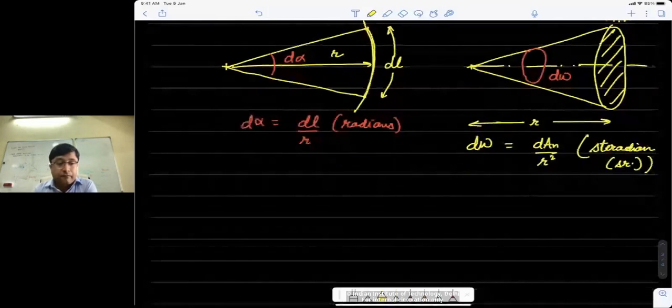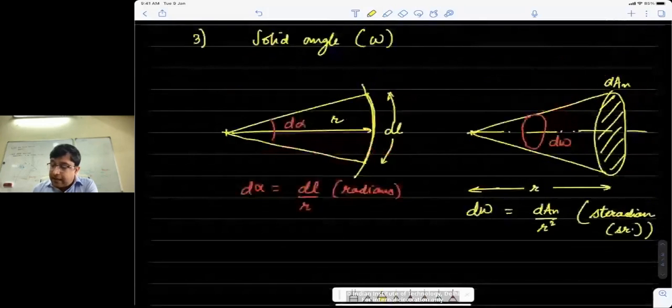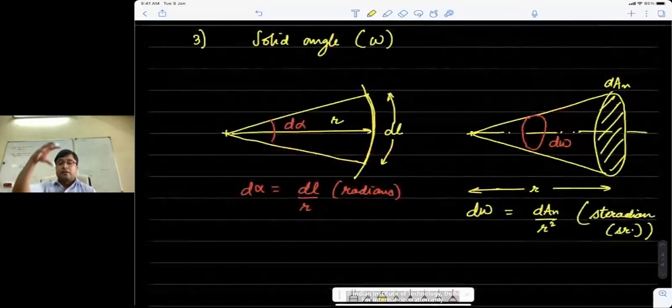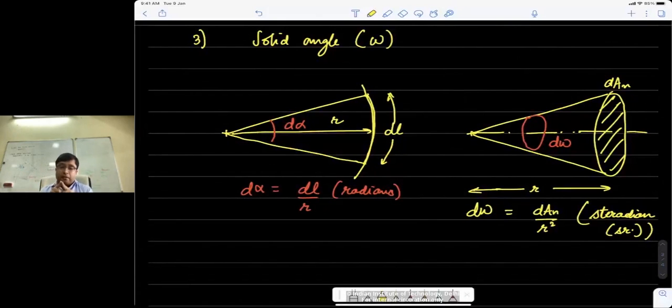Sir, this d omega is not clear, sir. Can you please explain? So I'm saying that, let's say you have a surface, right? You have a surface and you are looking at that surface from some point in space. If I can draw rays from that point which span the entire periphery of that area, then the angle in that plane, the angle covered by those rays, is what is going to be called a solid angle.